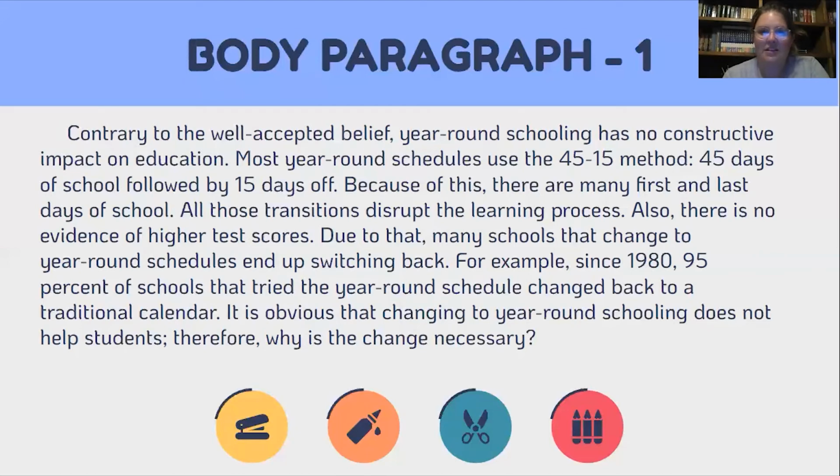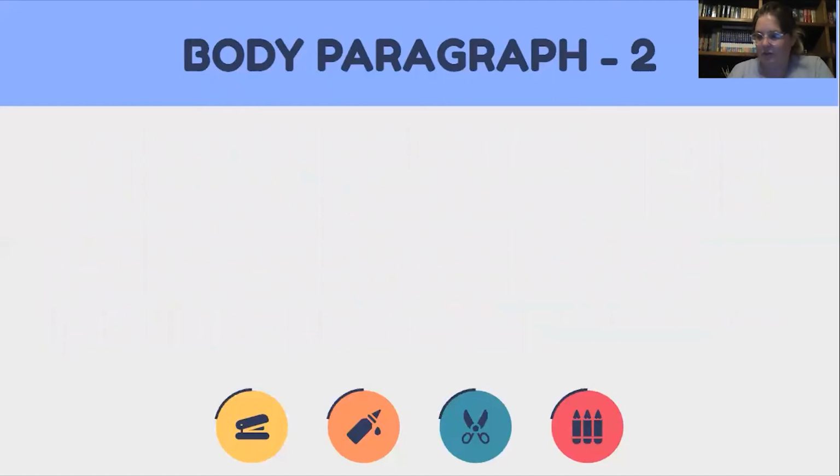The last thing I want you to consider as we look at this paragraph specifically is that the author ended it with a question. Do you think that's effective with the point they're trying to make? We can see some facts here in this paragraph about the length of time students are in school and then out of school during year-round. There's some data there that says since 1980, 95% of schools that tried the year-round schedule changed back to a traditional calendar. So that's some good information that supports this reason, but it doesn't give us a lot of detail about it. Let's go ahead and look at body paragraph 2.